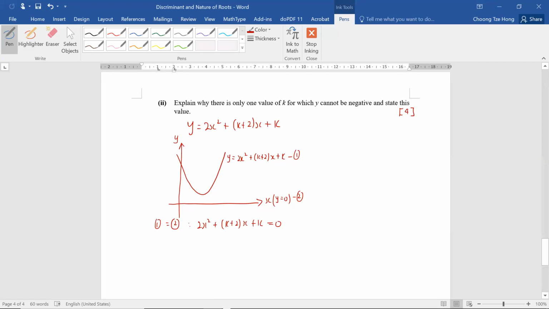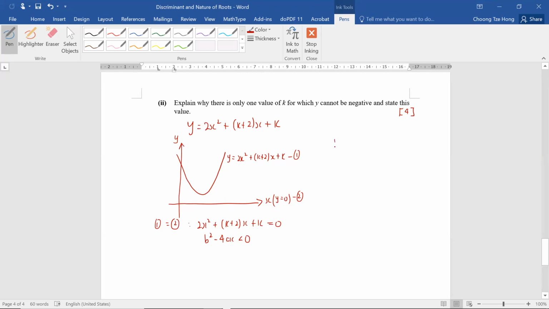When you try to solve this one, since the curve doesn't cut the x-axis, the discriminant should be less than 0. So from here, we should get b squared minus 4ac less than 0 for the above quadratic equation. So this is one possible scenario.